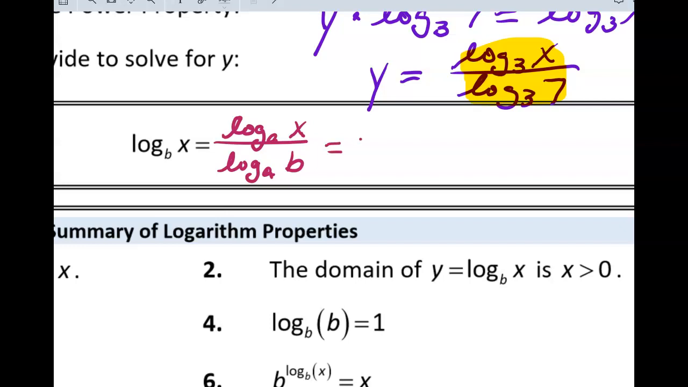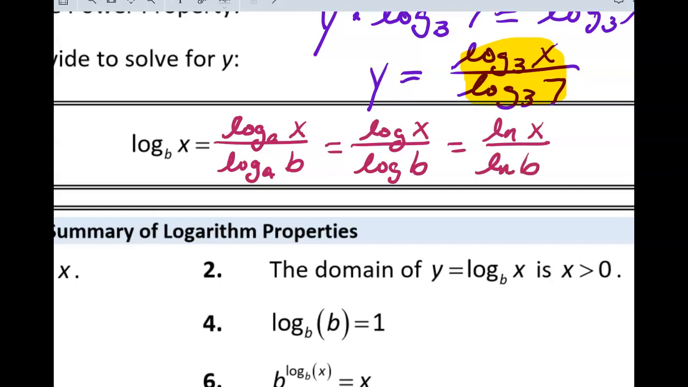Now, a is just an arbitrary number. This could be base 10. So this would be log base 10 of x over log base 10 of b. It could be natural logs, natural log of x over natural log of b. Doesn't really matter what base you choose. The reason why change of base is used in general is to change to a more convenient base. For instance, calculators for many years did not do bases other than 10 or e.